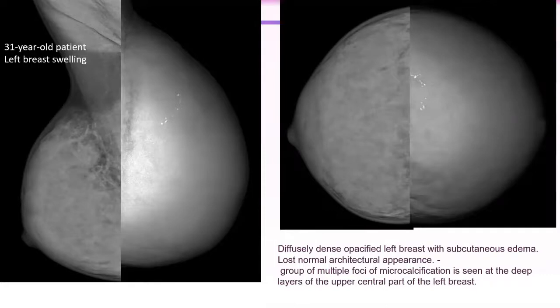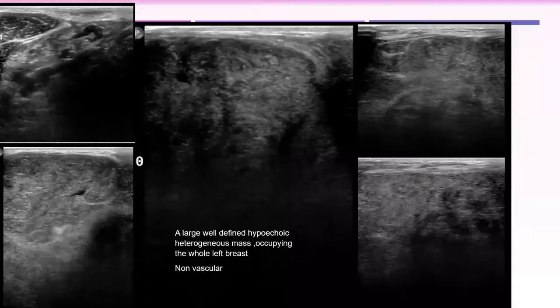When you have seen a very large mass, you have to think about, we have to put in the differential diagnosis, what, Suhair? Phylloides. Yeah, we have to think about phylloides. Okay, what about the ultrasound? Does it go with phylloides? Yes. Here, a large mass that you cannot see even the margins.